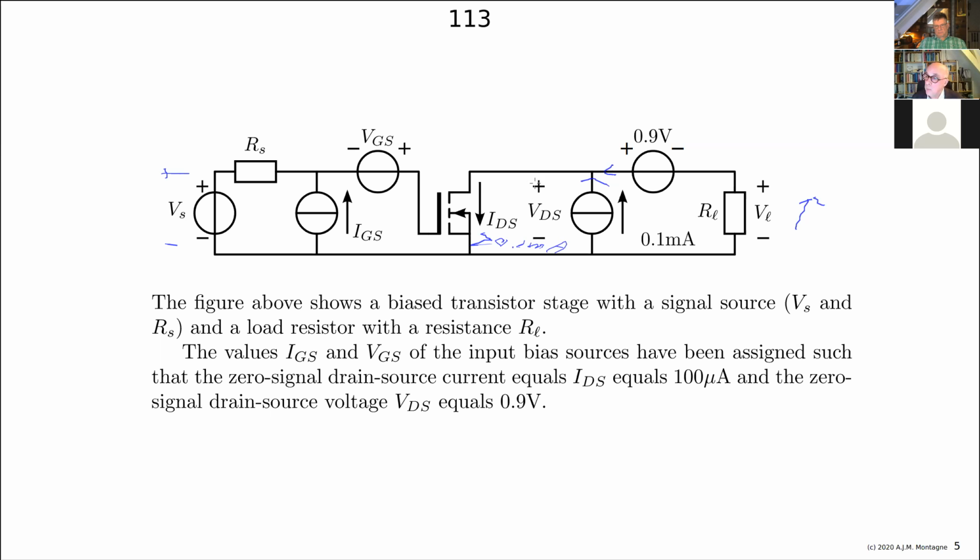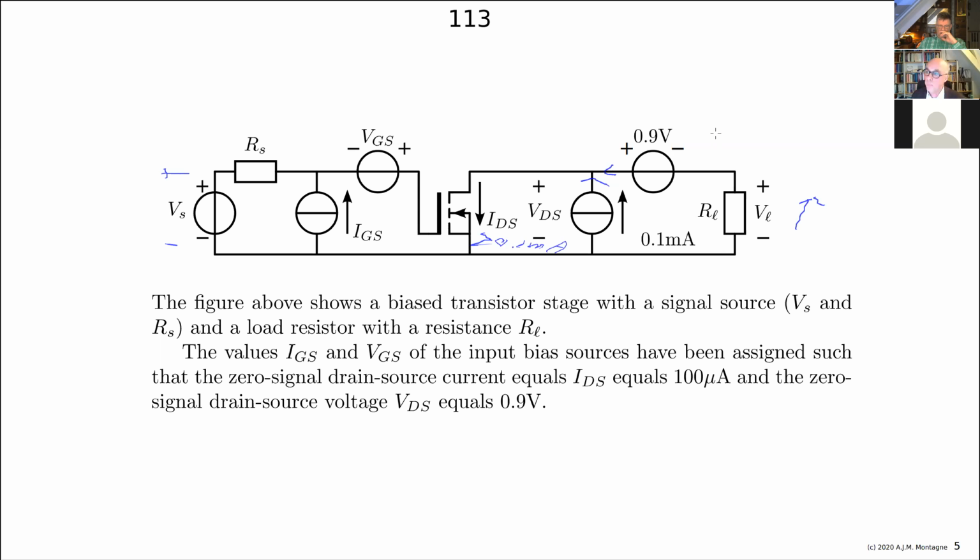So it means we have positive VDS for this situation, but the current here is flowing from the minus to the plus. So this one will also deliver power. So the good answer is 48%. Both output sources are now delivering power.